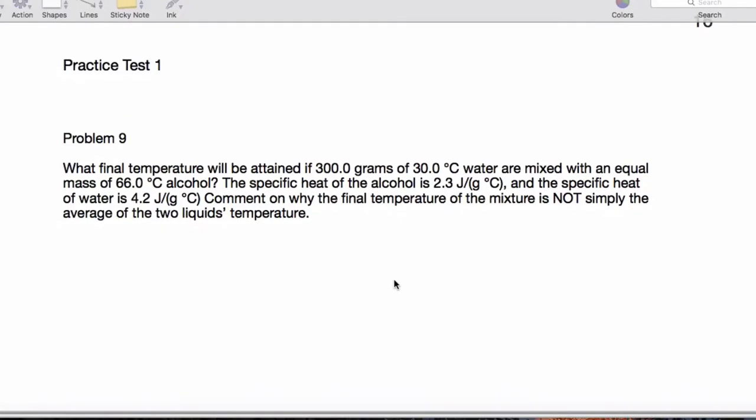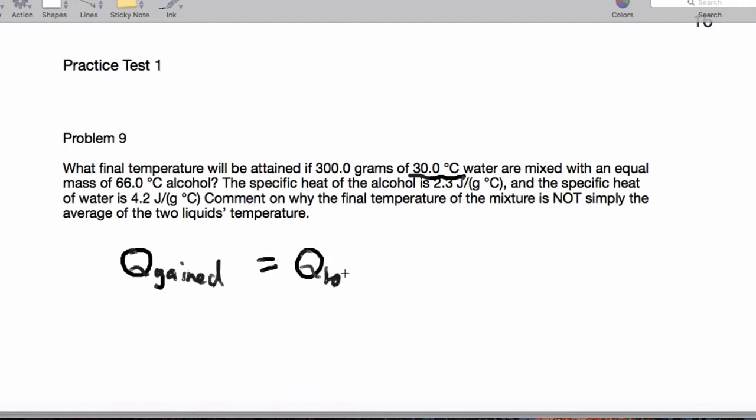All right, so problem number 9, we have two equal masses of stuff. We're going to mix them and let them settle to a final temperature. So here's what's going to happen. The water will gain heat, and the alcohol will lose heat. So we have a conservation of energy equation, which is that Q gained equals Q lost. So Q gained by the water equals Q lost by the alcohol.